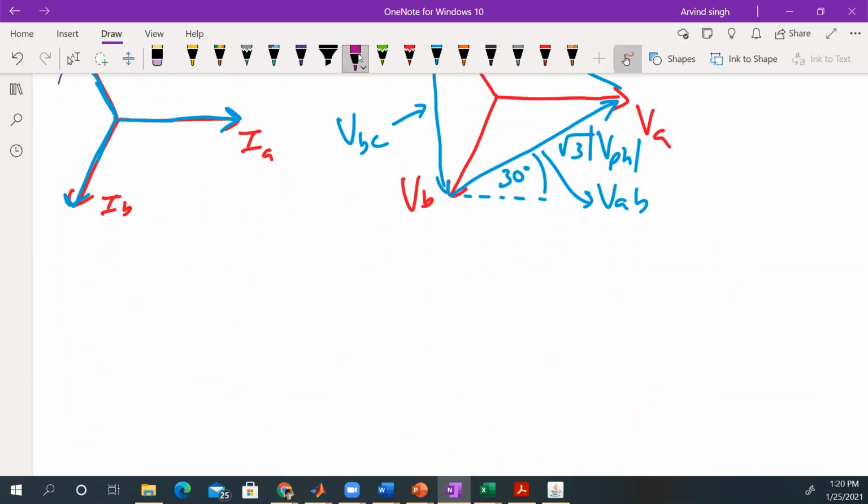So that is for the Y system. Now we move to the delta system. Any questions so far?